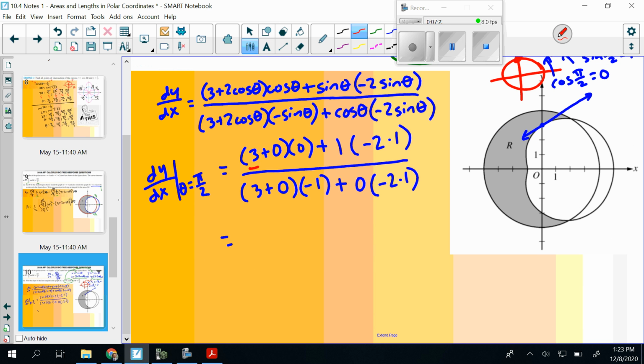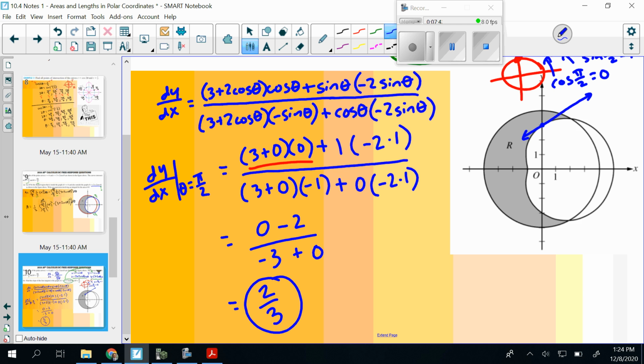All this, if it's times 0, is just 0. So now I get 0. The other one, negative 2 times 1 is going to be negative 2. On the bottom, 3 times negative 1 is negative 3, plus 0 times anything is 0. So it looks like our slope comes out to be negative 2 over negative 3, which, if we're dividing two negatives, would be positive 2/3. And that would be the answer we were looking for on that one. So that's the slope of this tangent line right here.